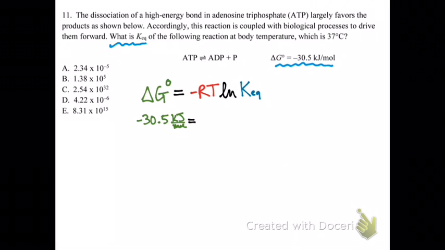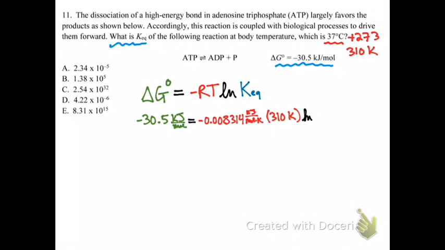Now we want to make sure that we're plugging in, since I plugged in kilojoules here, you can either plug in joules or kilojoules. Just need to make sure that you're using appropriate units in your gas constant R. So there we have 0.008314 kilojoules per mole Kelvin. Our temperature, we're told this is at 37 degrees Celsius, so we're going to make sure we plug in our absolute temperature. So we're going to add 273 to that and get a temperature of 310 Kelvin. Voila. And then times the natural log of Keq, which is what we're trying to solve for here.